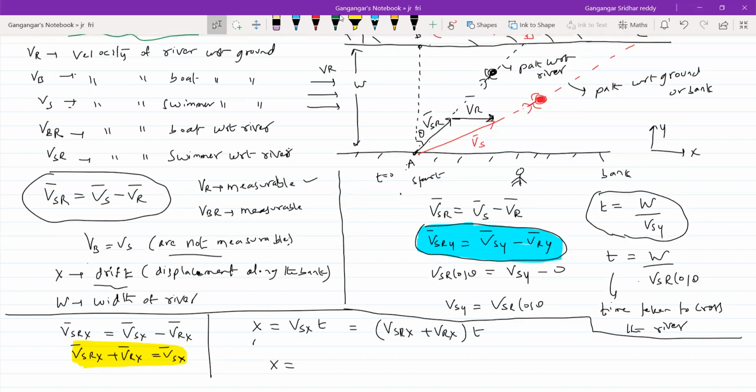Now, what is VSRX? VSR sine theta plus VR. Sir, why are you writing VRX equal to VR? That's because VRY is 0, as the river is flowing along the x-axis. What is the expression for time? W by VSR cos theta. So this x is called the drift.